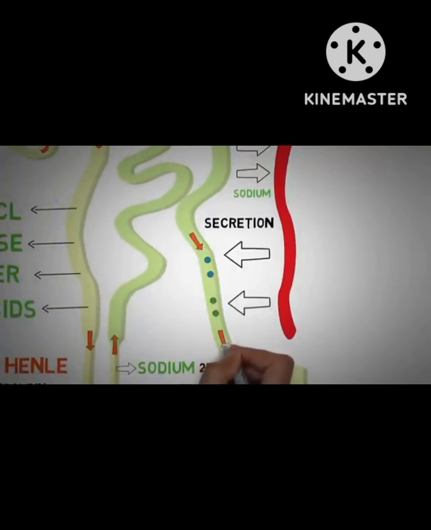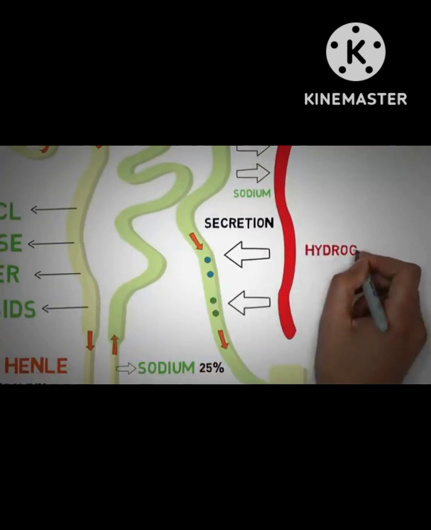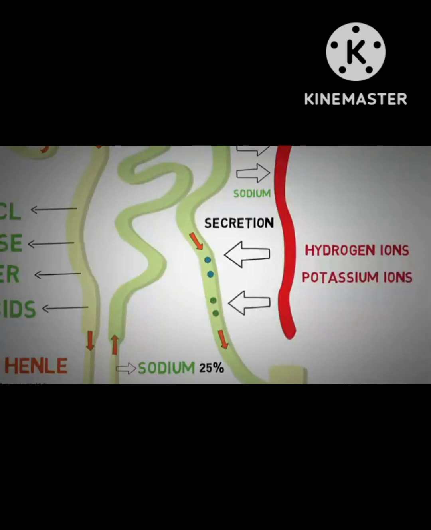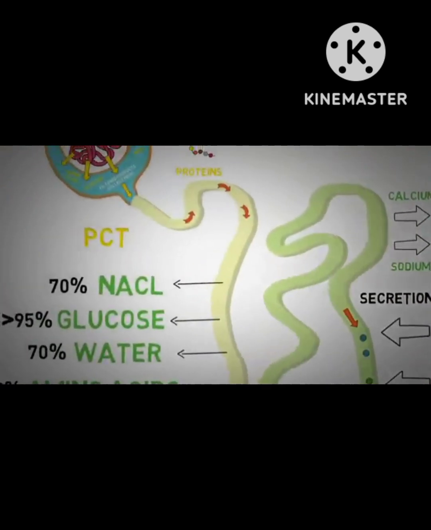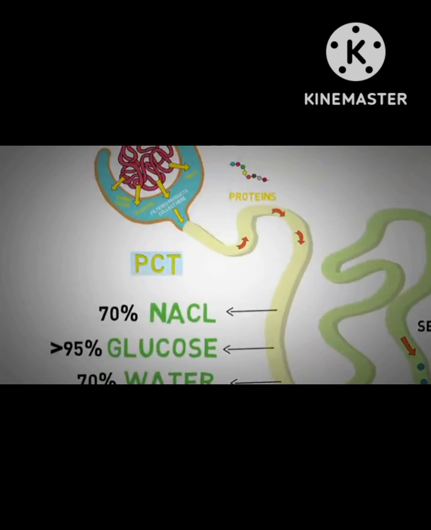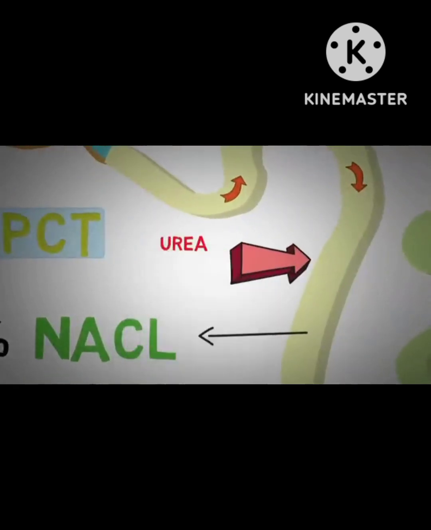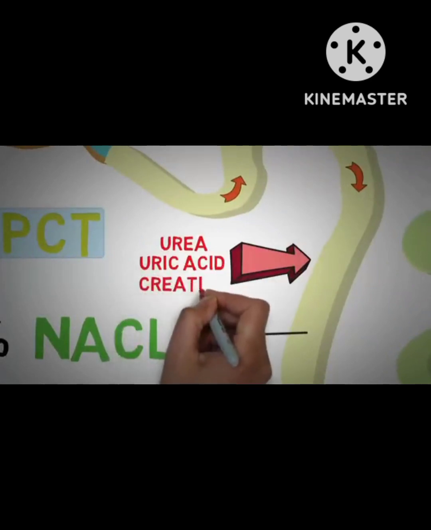The major substances secreted into the distal convoluted tubule include hydrogen ions, potassium ions, and ammonium ions. The mechanism of secretion also takes place in the proximal convoluted tubule, but to a lesser extent. And some important stuff that gets secreted into the proximal convoluted tubule include substances like urea, uric acid, creatine, ammonium ions, and some other drugs.